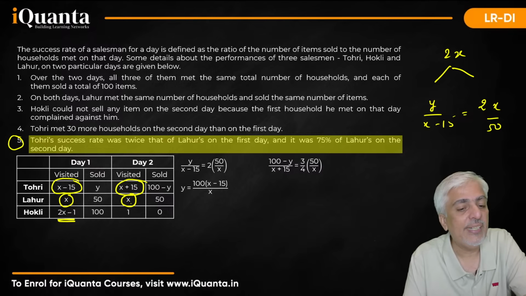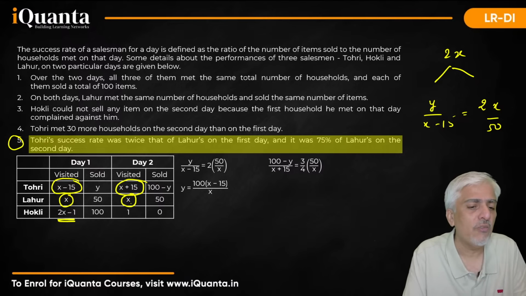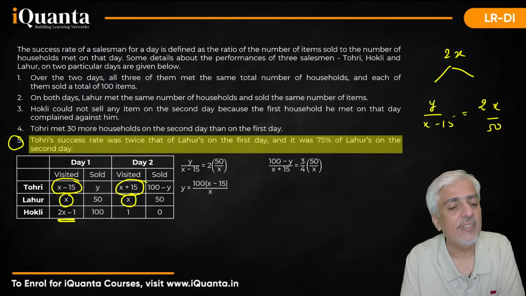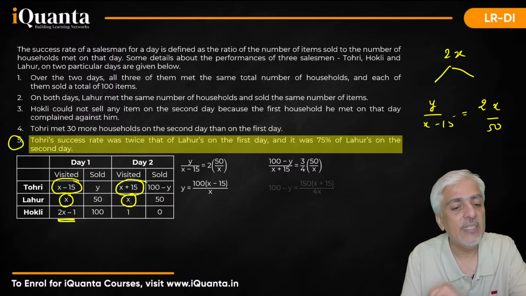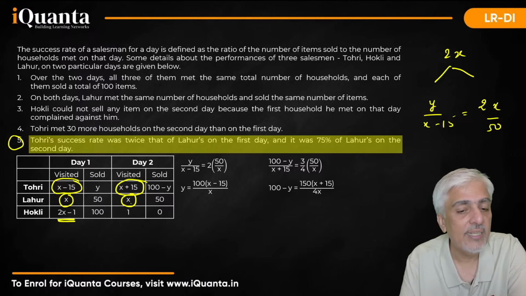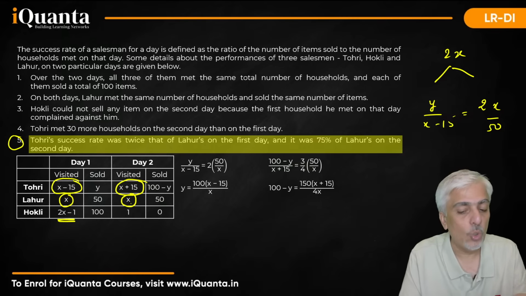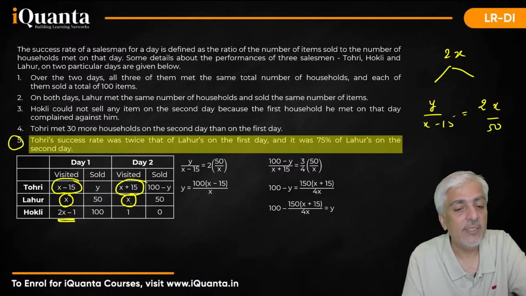Now see, pay attention, here I am solving for y. Y is 100 into (x minus 15) upon x. Here I'll get 100 minus y is 150 into (x plus 15) upon 4x. Bring this whole thing on one side, make an equation for y: 100 minus 150 into (x plus 15) upon 4x is y.